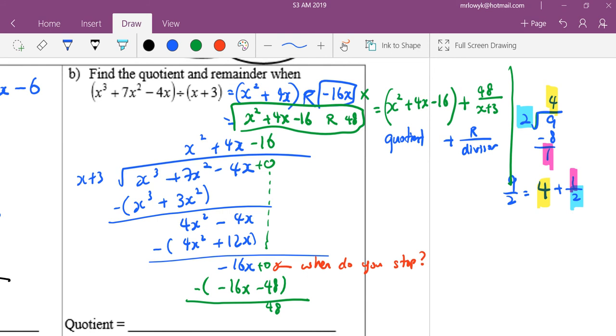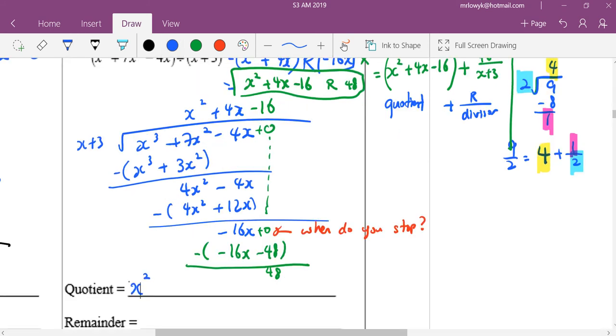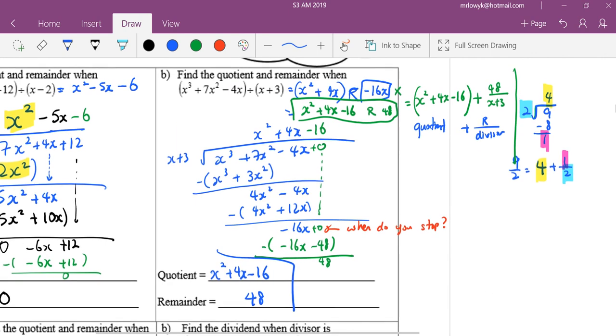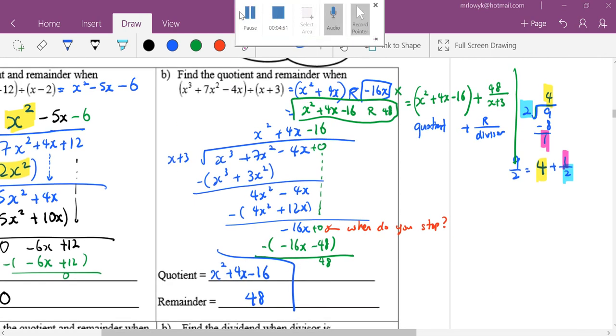Next. Rachel asked, do we have to write like that? Answer no. The question says, find the quotient and the remainder. So the quotient will be x squared plus 4x minus 16. The remainder is 48. Exam, 1 mark, 1 mark. When we write that later on in partial fraction, next chapter, I will teach you. Okay, but I want you to have an idea. It's always quotient plus remainder over divisor. Now, I'm going to pause the screen for you to try C and D. Can you try now? Let's start.